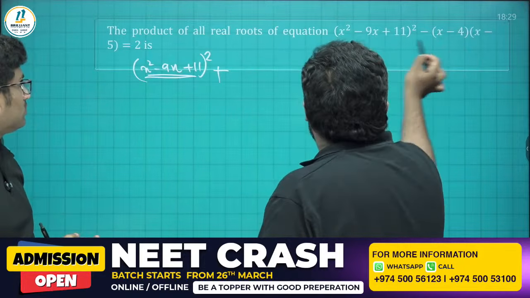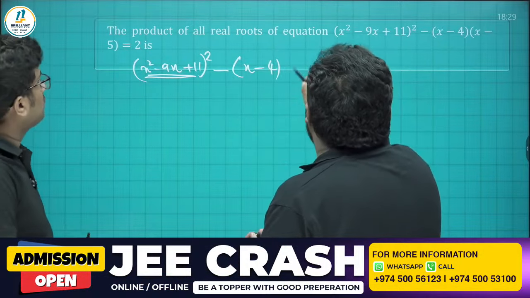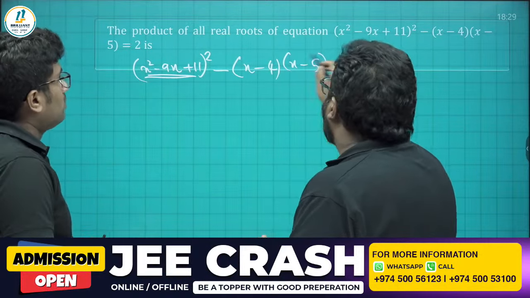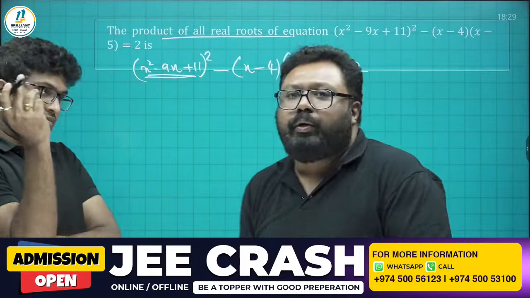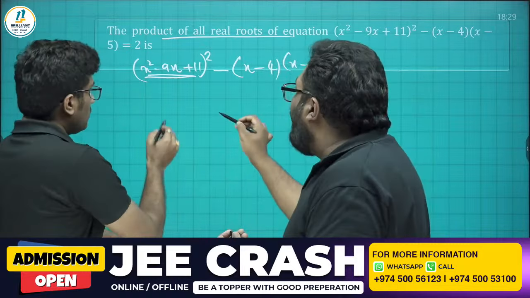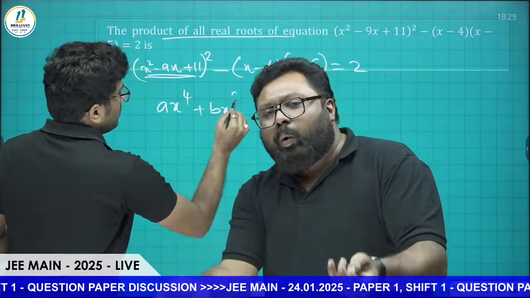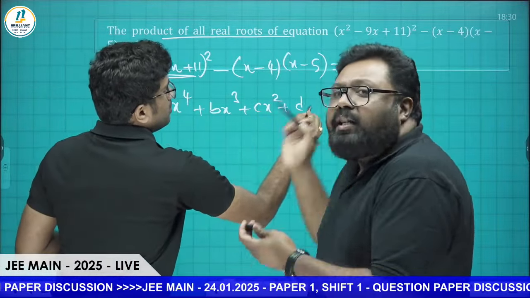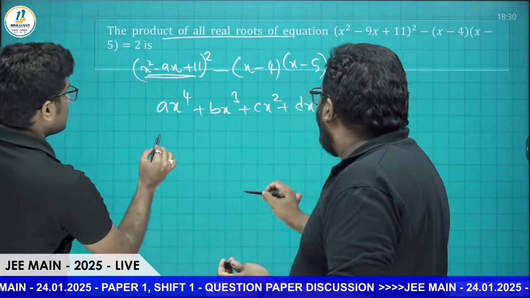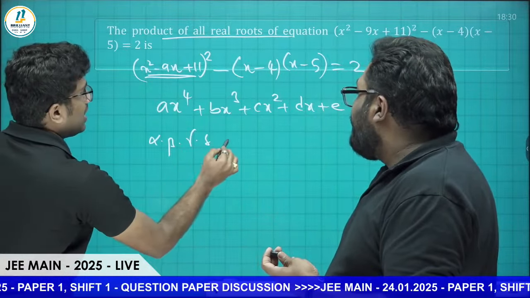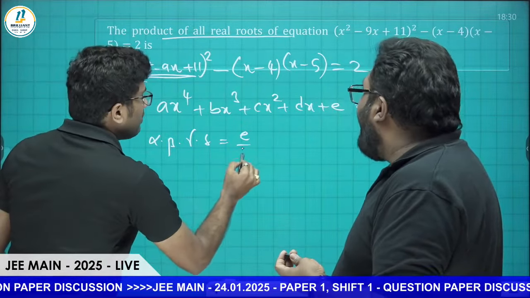The next one is also a quadratic equation, my dears, which has real roots, no doubt. So (x minus 4)(x minus 5) is equal to 2. Now we want the product of all real roots. We know that for a biquadratic equation, ax to the power 4 and so on, the product of roots should be the last constant term divided by a. So if alpha, beta, gamma, delta are the roots of this particular biquadratic equation, then the product of the roots will be E divided by A.